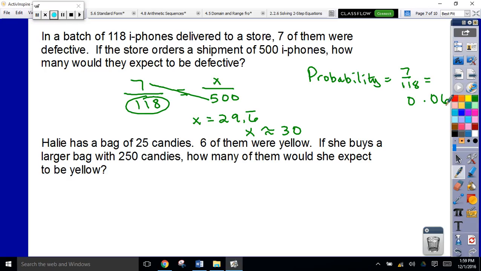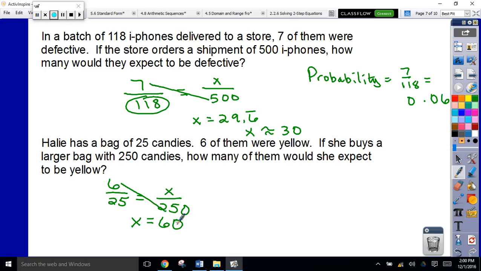Okay, Jace, how should I set this one up? 6 over 25 equals X over 250. Keep going. Then you do 6 times 250, and then you divide it by 25. Okay, and what do you get? X equals 60. So we would expect that 60 of the candies would be yellow.